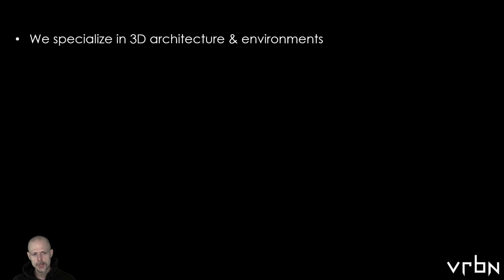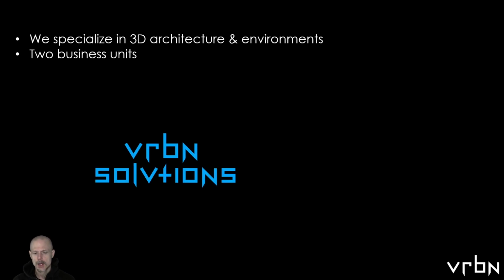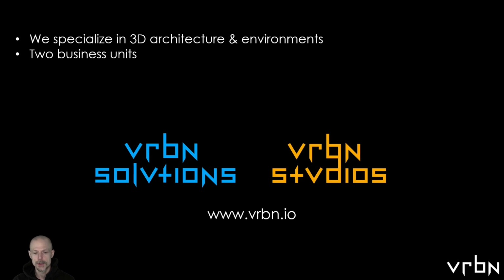So as a company, what are we doing as vrbn? So we specialize in 3D architecture and environments specifically. So we have the structure of the company is actually two business units. One of them is Urban Solutions, the other one is Urban Studios.